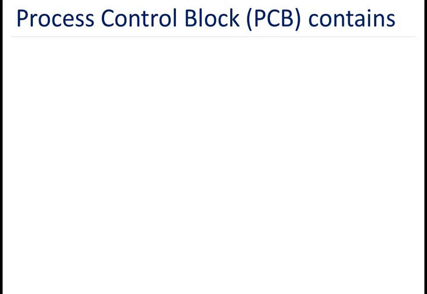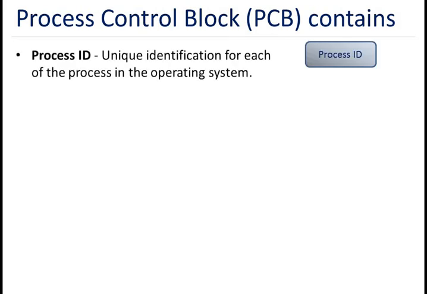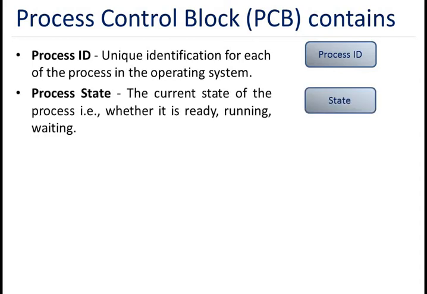Now let's see what the parameters stored in the PCB are. The first one is process ID, a unique identification for each process in the operating system. After that, process state, the current state of the process. For example, whether it is in ready state, running state, waiting, or blocked state. If it is in running state and some other higher priority process arrives and gets execution, then this process will be preempted, and the process state will be updated to ready in the PCB.